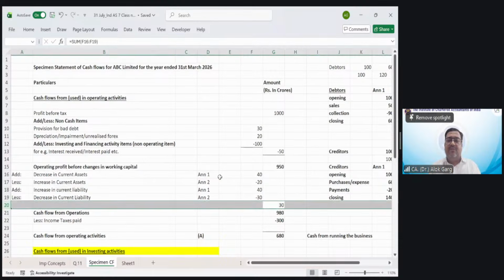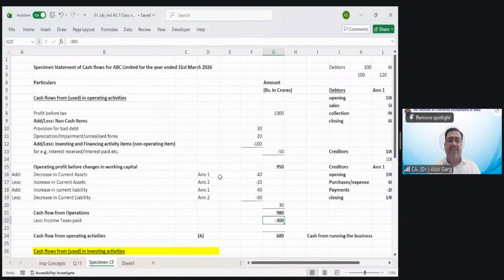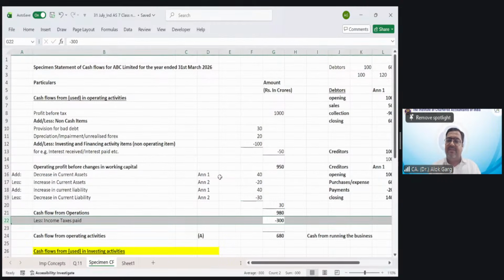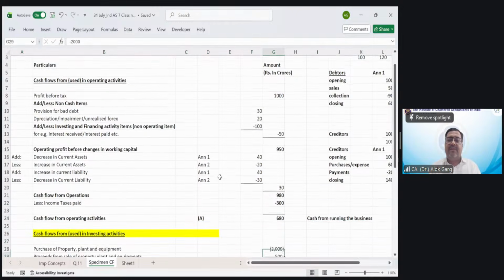So friends, if you see this, this will be your operating profit before changes in working capital. This is your working capital adjustment. This is cash flow from operations. Income taxes paid is, let's say, 300. This is your cash flow from operating activity.